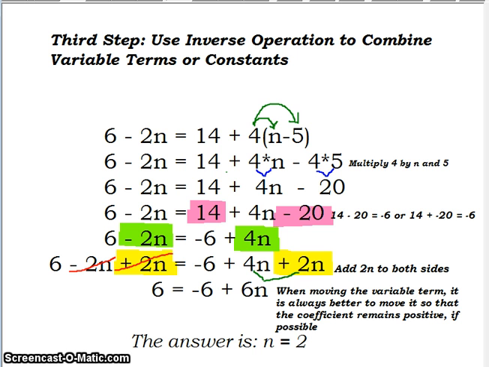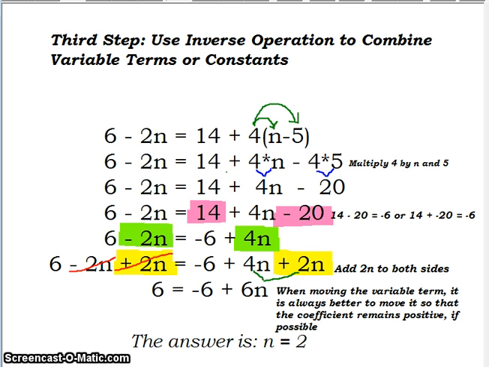Why is that? We do not want to have a negative coefficient in front of that variable. That would create an extra step for us in solving the problem. So ideally, whenever you are moving the variable term, always move the smaller variable term over to the larger one. Because we had minus 2n or negative 2n on the left-hand side, in order to move it, I have to use the inverse operation. It just means to use the opposite operation that you have right now. Because it's negative 2n, I am going to add 2n to both sides.